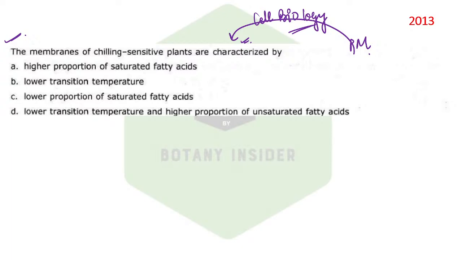First one is a higher proportion of saturated fatty acids. Second one is a lower transition temperature. Third is a lower proportion of saturated fatty acids. Then you have a lower transition temperature and a high proportion of unsaturated fatty acids. Here, you have to recall the concept related to the plasma membrane.